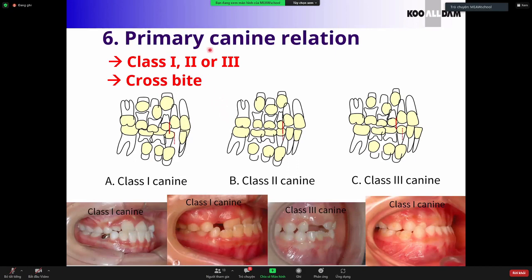We should check the primary canine relation. This is the upper deciduous canine and the lower canine. This is class 1 canine. How about this patient? You can see the class 3 canine. During the growth and development stage, the lower jaw moves forward more and more. And also, we should check the crossbite of the primary canine.